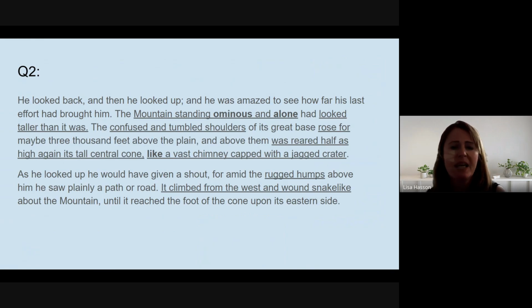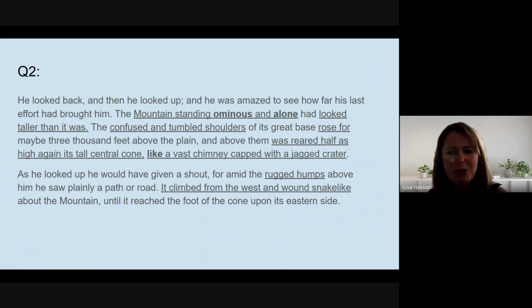Okay, so what I've done here is I've underlined all the words and phrases that I feel helps us to understand that Mount Doom is an ominous and unwelcoming place. So I've used the word ominous because it's actually jumping out at me here because it's bold. So the mountain, standing ominous and alone, looked taller than it was, which of course implies the idea that it was overwhelming perhaps. Confused and tumbled shoulders.